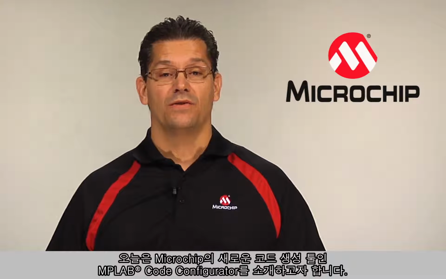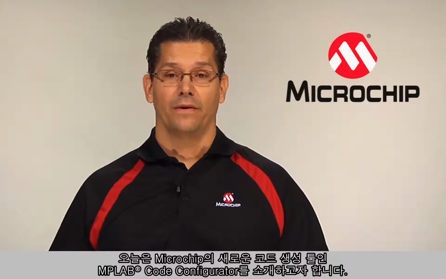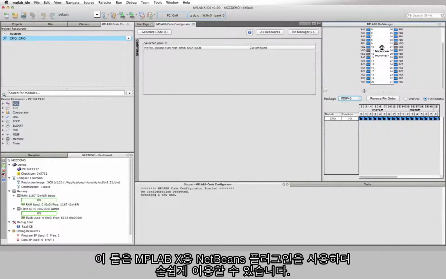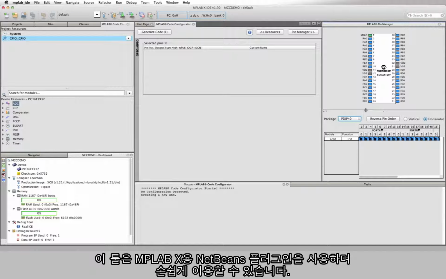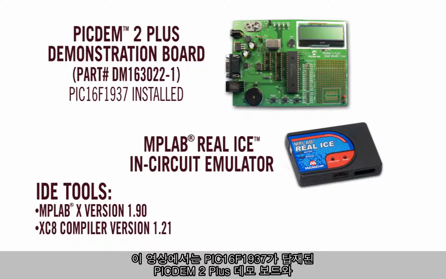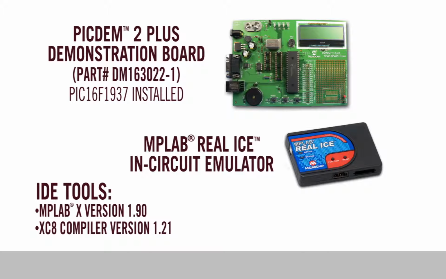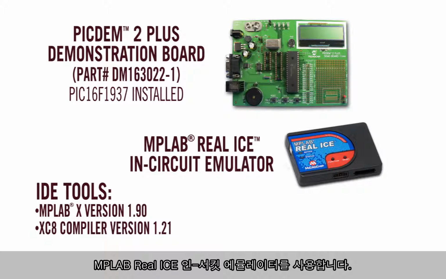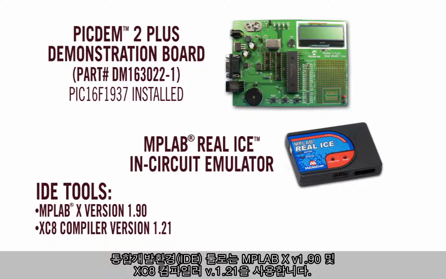Today I have the absolute pleasure of introducing Microchip's new code generation tool, the MPLAB Code Configurator. This tool is a very easy-to-use NetBeans plugin for MPLAB-X. It generates both driver and initialization functions for peripherals that the customer can use in any application. For the video, we'll be using a PIC-M2 Plus demo board with a PIC16F1937 installed, along with the MPLAB Realize in-circuit emulator. For the IDE tools, we'll be using the MPLAB-X version 1.90 and the XE8 compiler 1.21.